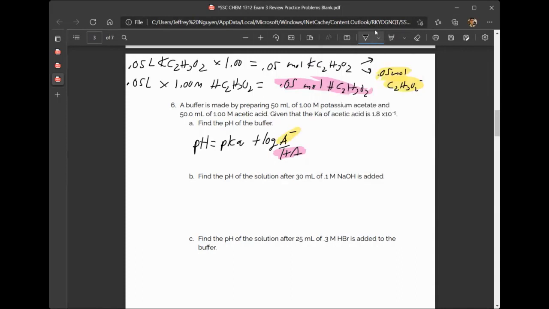Cool. So pH is equal to pKa, and we don't have the pKa, so it's negative log of 1.8 times 10 to the power of negative 5, plus log of 0.05 over 0.05. So pH is just equal to the pKa, which is 4.74, and log of 0.05 over 0.05 turns to log of 1, which is 0.